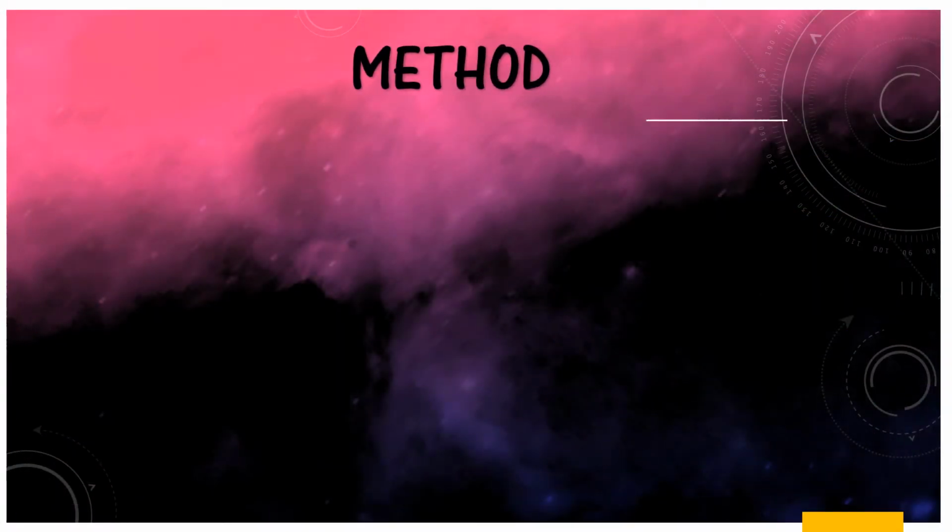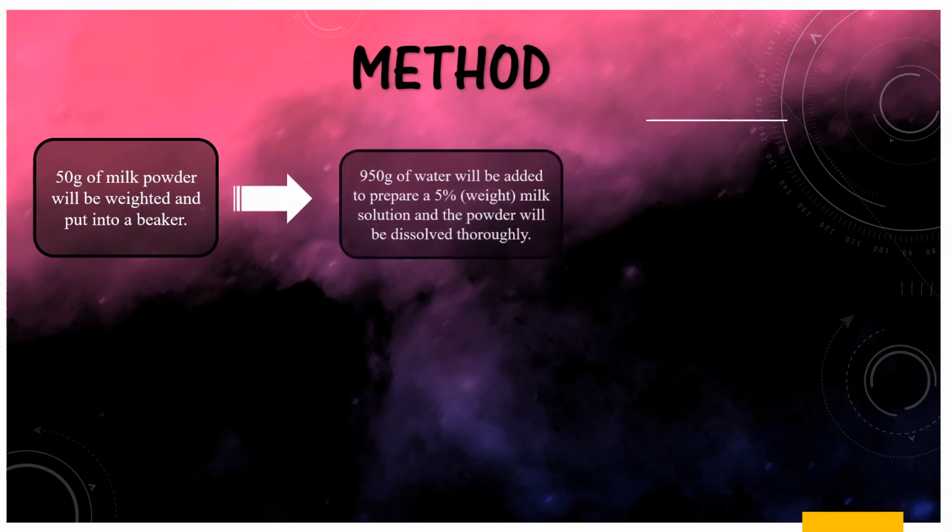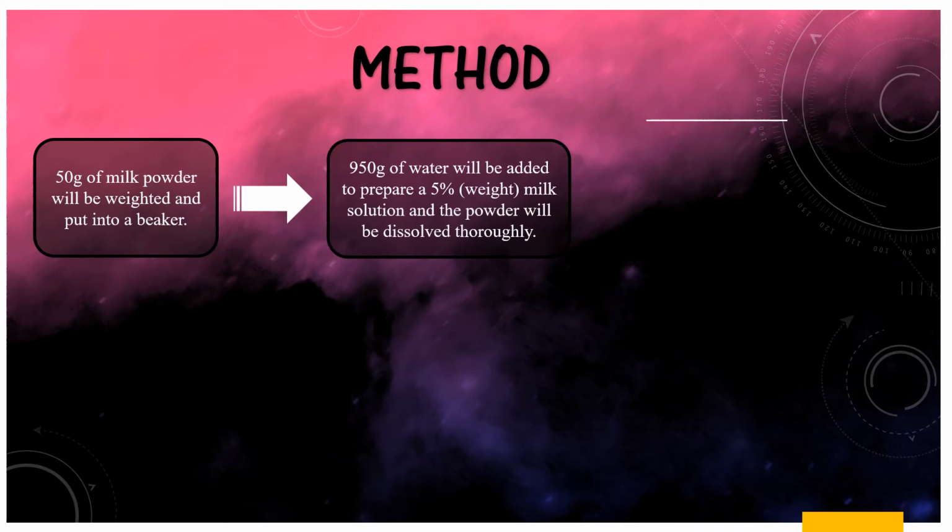The method for this experiment are: first, 50 grams of milk powder will be weighed and put into a beaker. Then into the beaker, 950 grams of water will be added to prepare a 5% weight milk solution, and the powder will be dissolved thoroughly.